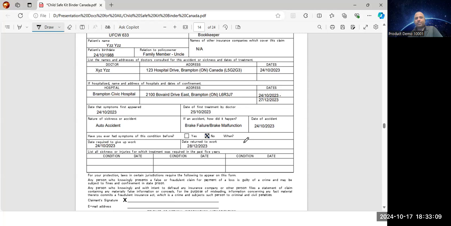All right. List of all sickness or injuries for which treatment was required in the past 5 years. So let's say in this case, this is heart attack. And the date here is 24th October 2022. So the date as well as the condition.